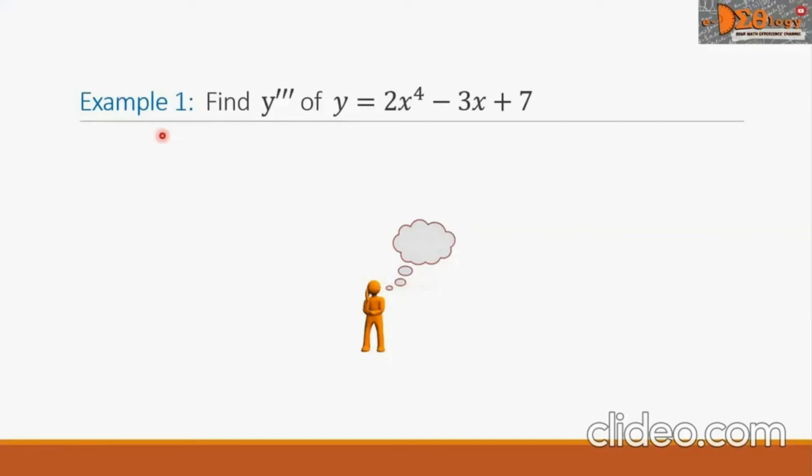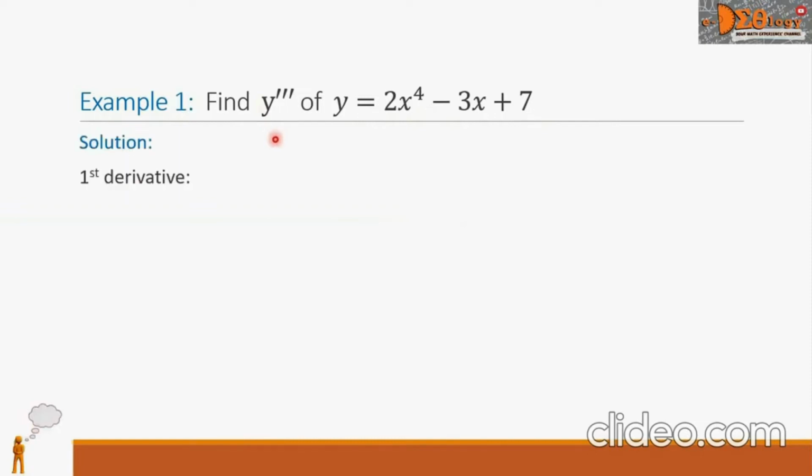Let us see this example 1. Find y triple prime of y equals 2x raised to 4 minus 3x plus 7. The y triple prime here means the third derivative. For our solution, let us begin with the first derivative.